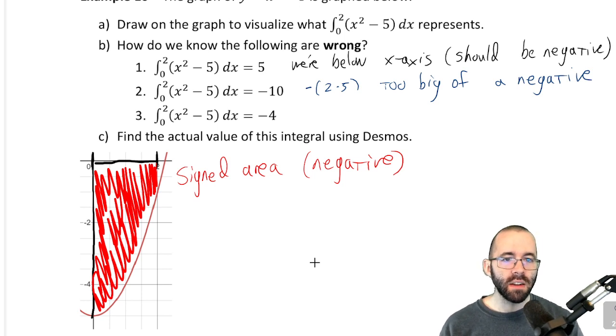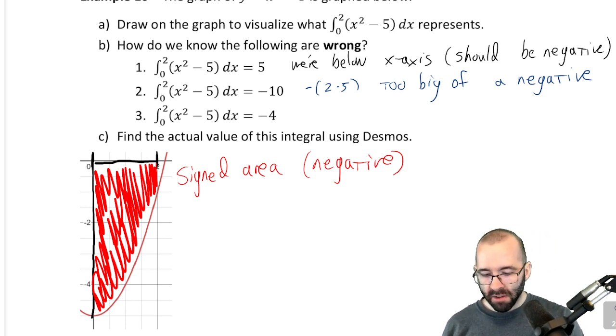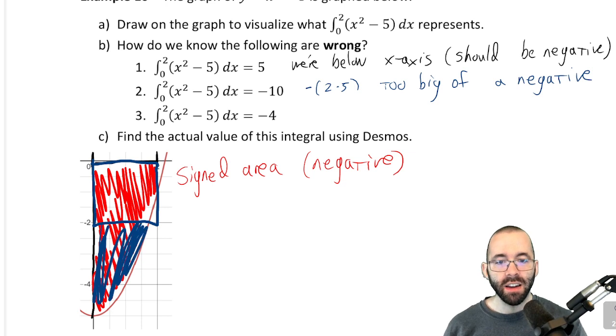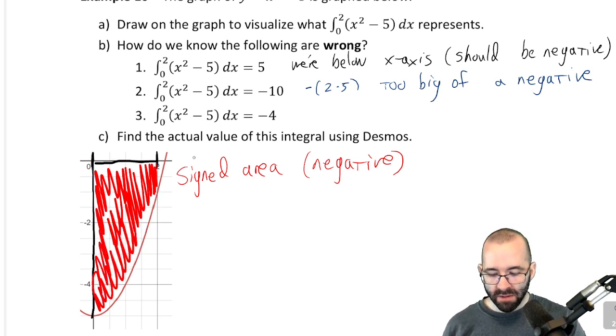How can we know that? How can we visualize negative 4 as an area? Well, you could think of negative 4 as this blue area. And yeah, we're overcounting a little bit right here. But we're undercounting a heck of a lot. We're not counting all this area. You know that blue couldn't be right.